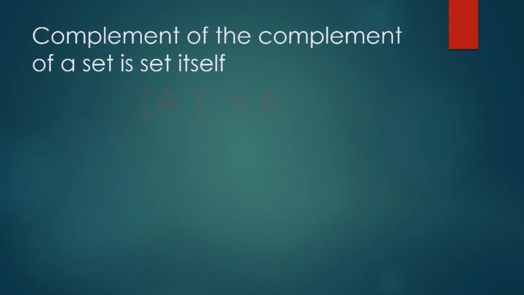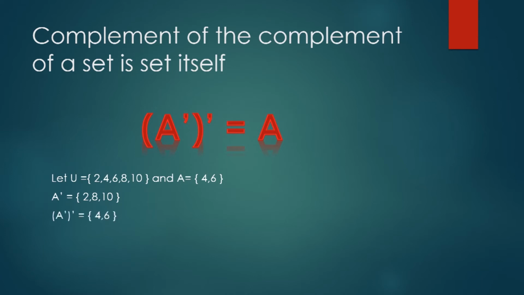Further, complement of complement of a set is the set itself. Let U be equal to 2, 4, 6, 8 and 10 and A be equal to 4 and 6. Then complement of A is 2, 8 and 10. Complement of complement of A is 4 and 6. So, complement of complement of A is equal to A.